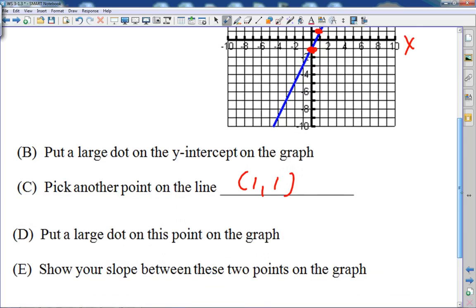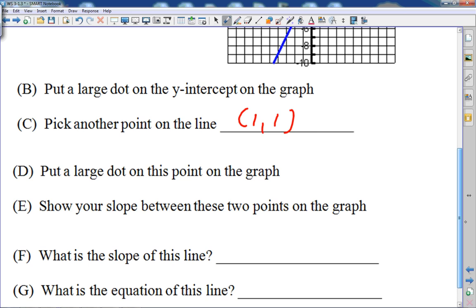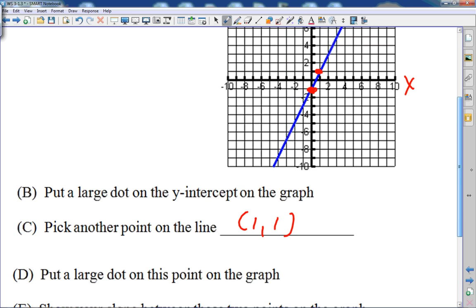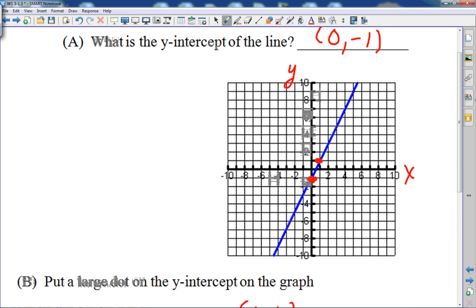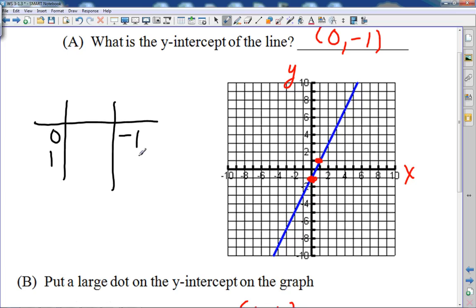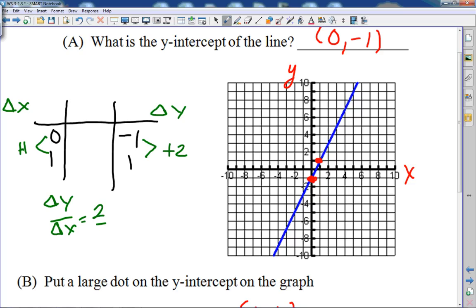The next thing it tells you is to find the slope between the two points. To find the slope, one way I could do this, I could build a table over here and put 0, -1, and I could put the point 1, 1. Here I can do delta y. The change in y is +2. The change in x is +1. Delta y over delta x, 2 over 1 is 2. This is my slope, but let's look at it from the graph. We need to be able to find it from the graph.